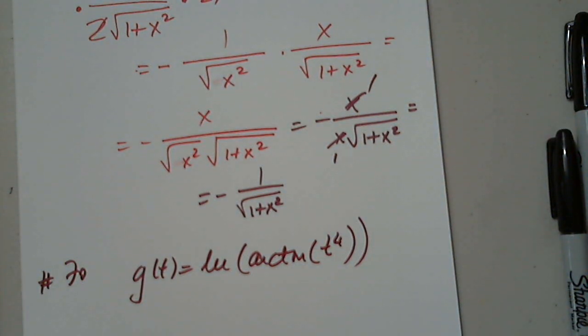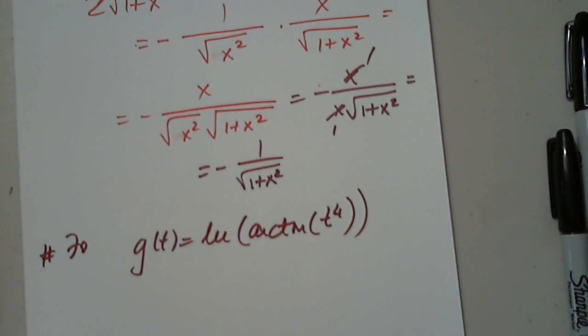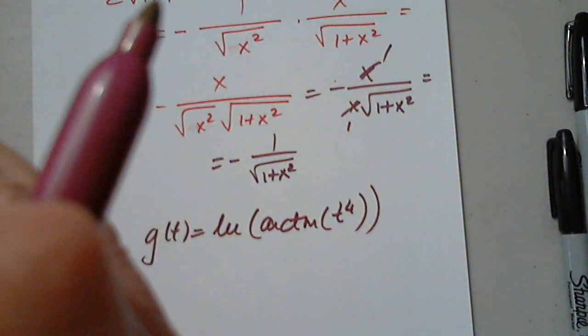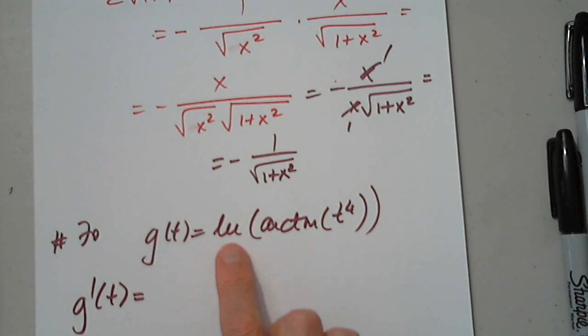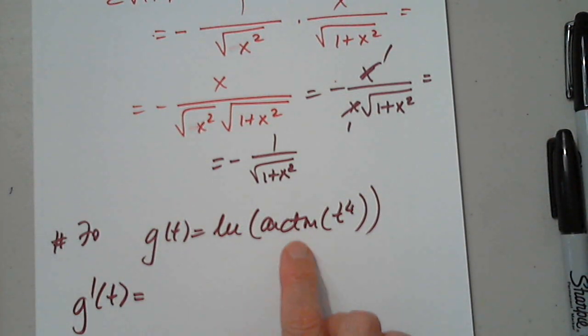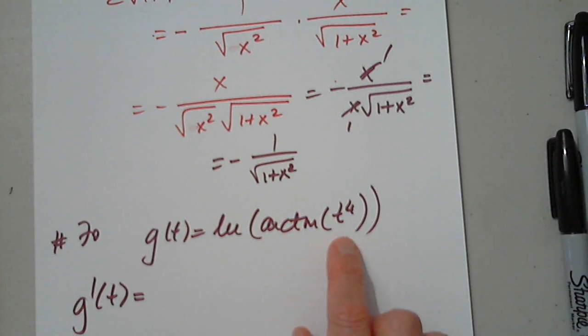Perfect. What is the outermost function? Log. The outermost function is? Natural log. And then the next one? Tan inverse. Exactly. And then the last one? T to the fourth. That's it.